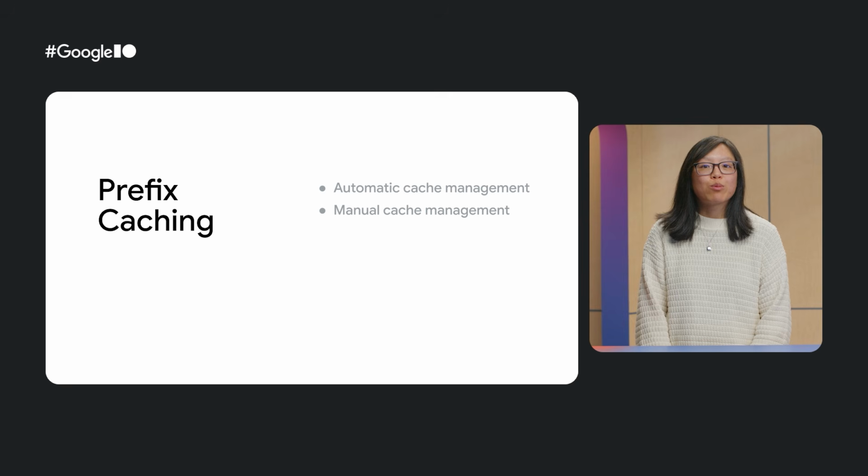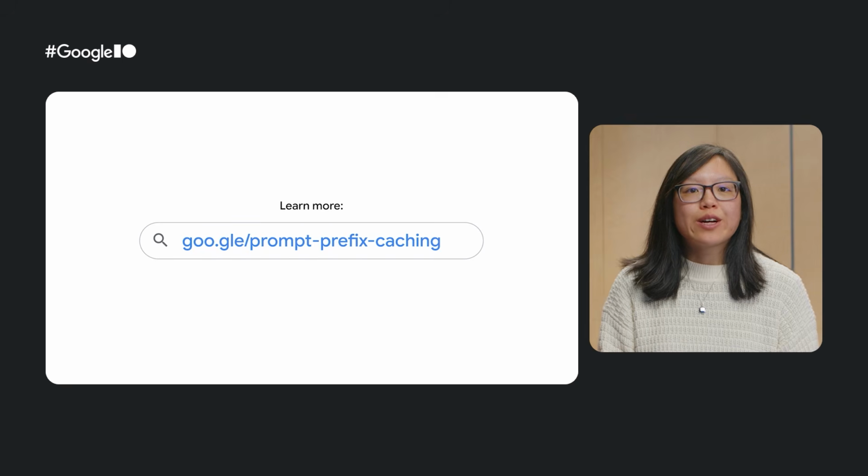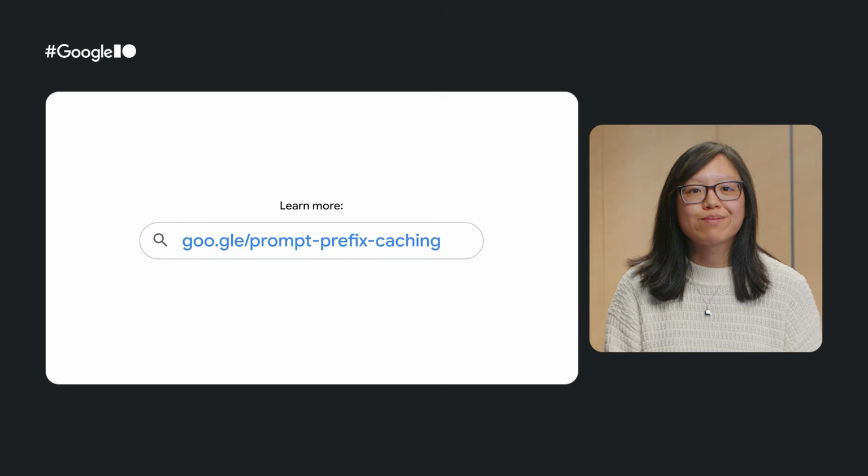There are 2 ways to enable prefix caching, with automatic or manual cache management. With automatic cache management, the app is only required to define a shared portion of a prompt, whereas manual cache management gives apps more control on cache creation, querying, and deletion. For more information on how to enable prefix caching, including code samples and storage considerations, check out our official documentation.